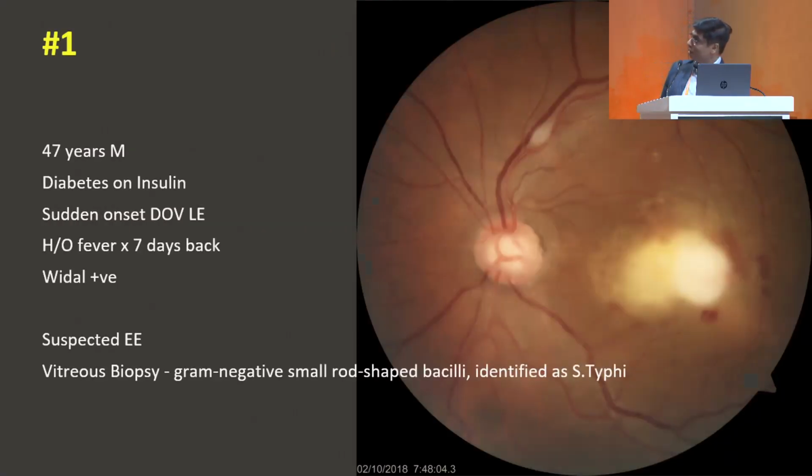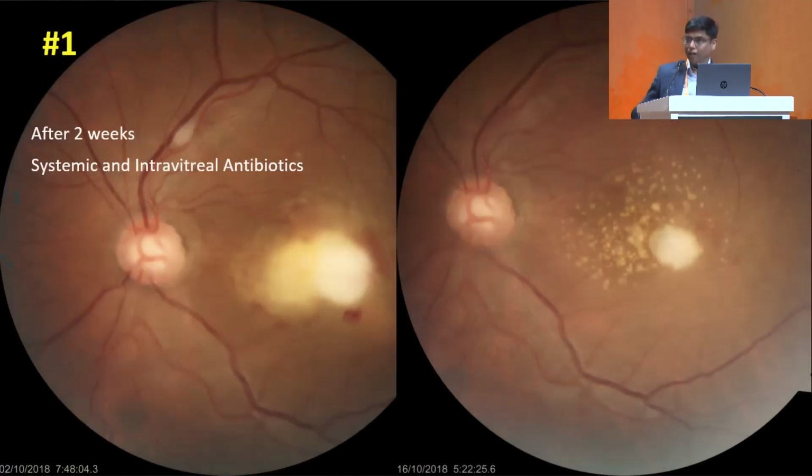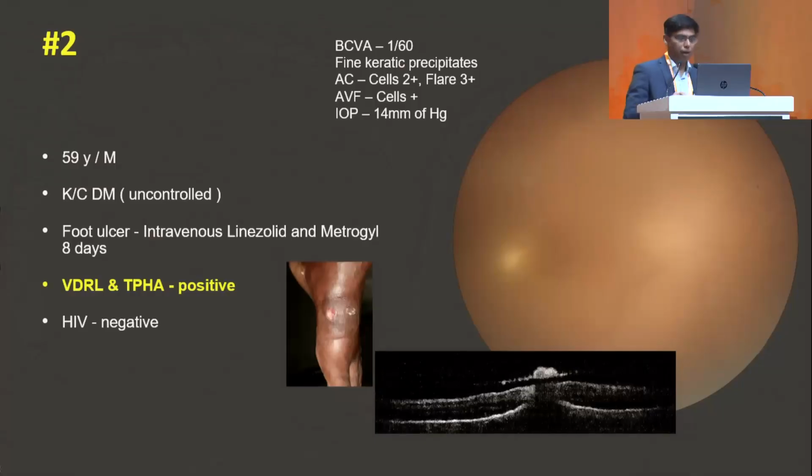This is the first case, a 47-year-old male, diabetic on insulin, who presented with sudden diminution of vision in the left eye. He had a history of fever 7 days back, which was diagnosed as typhoid. So it was a straightforward case for us. We thought that this is endogenous endophthalmitis. We went ahead and did vitreous biopsy, which turned out to be positive for Salmonella typhi. We treated and we got a good outcome, although the vision didn't improve much because of the macular involvement.